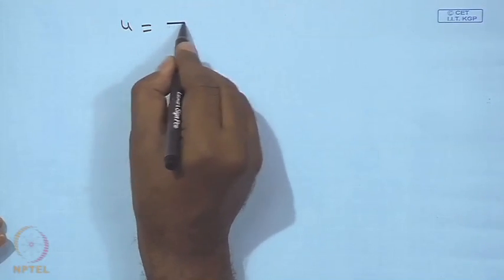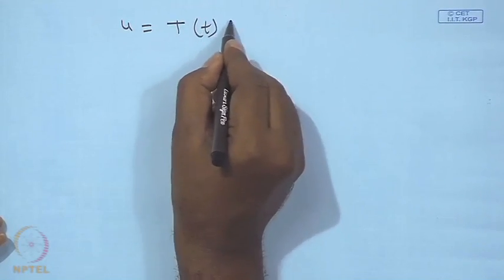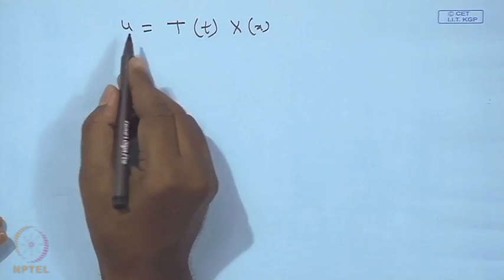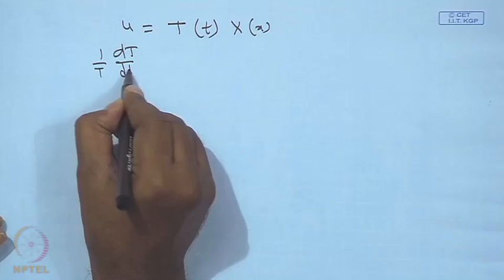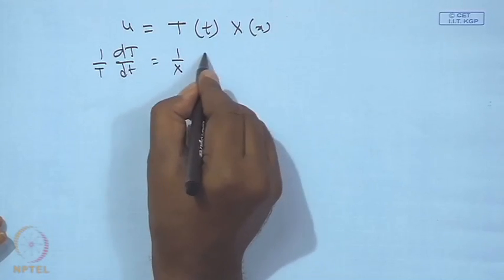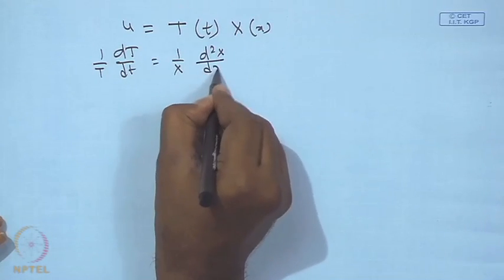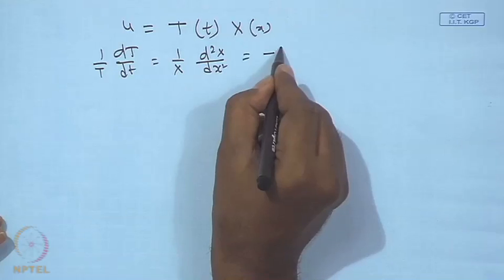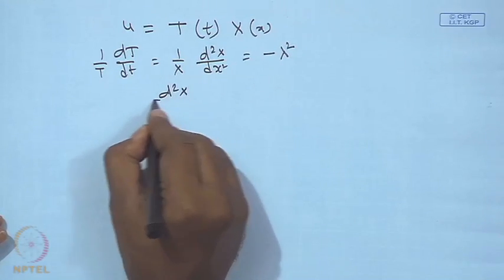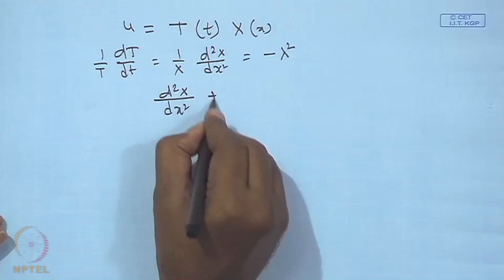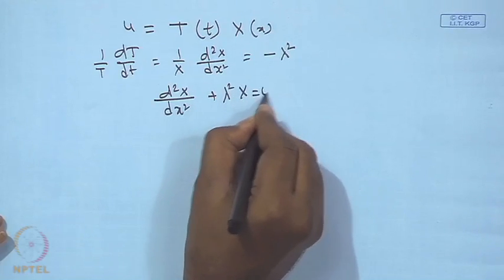So, we consider u as a function of t and x. So, we will have 1 over T dT dt is equal to 1 over X d square X dx square is equal to minus lambda square. So, we will have d square X dx square plus lambda square X is equal to 0.